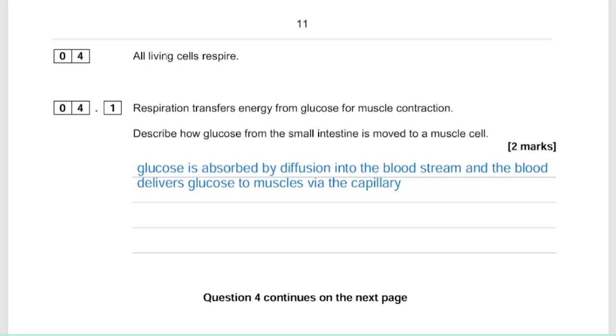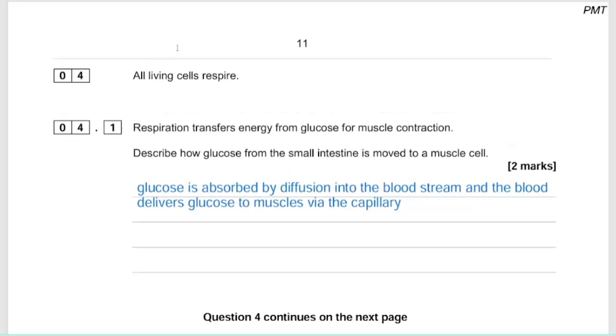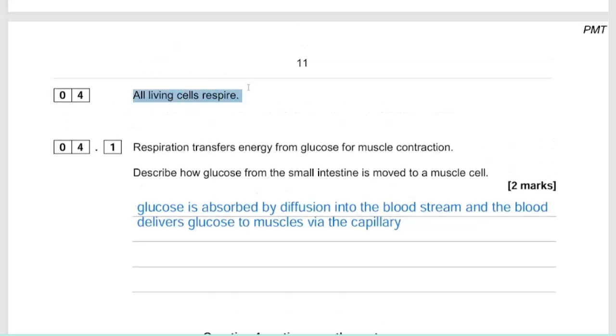Now moving on to question 4. All living cells respire. That's, I think, the shortest preamble I've ever seen to a question. Just 4 words. Usually it's a lot longer and has diagrams and stuff.